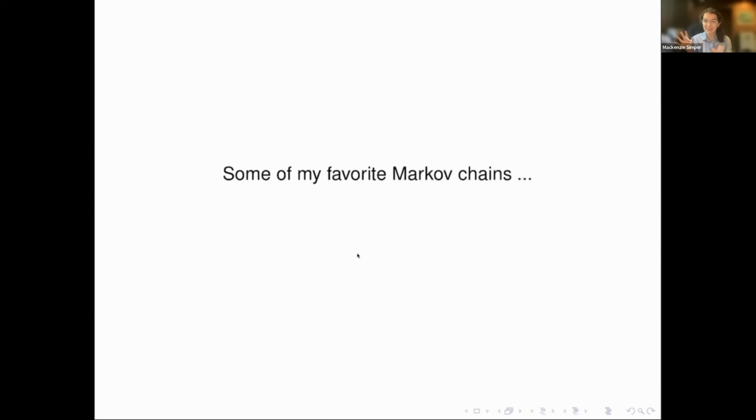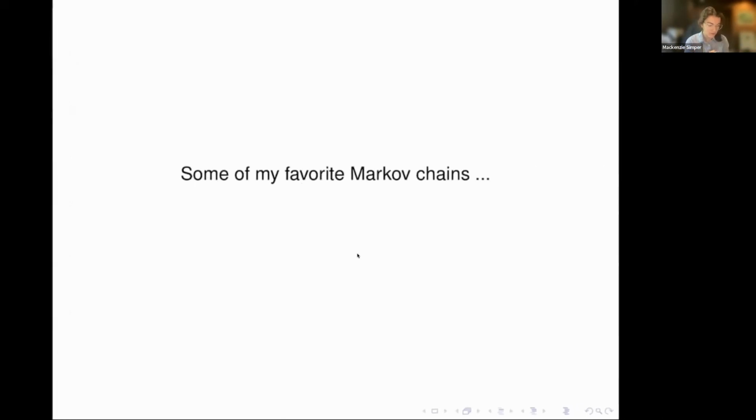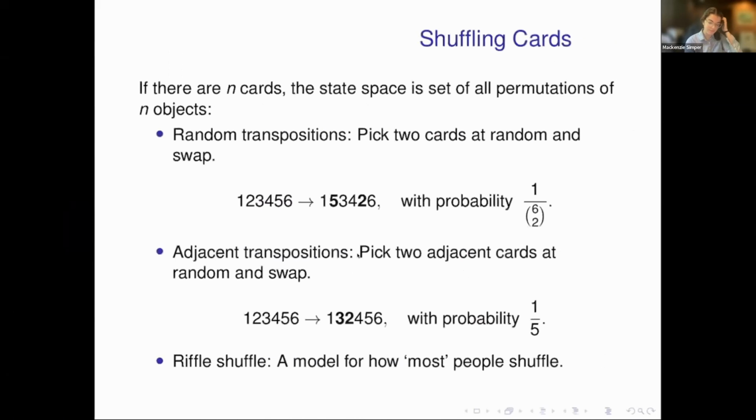Before I get to the data science and the Bayesian inference, I just want to briefly mention some of my favorite Markov chains. Of course, there are many, many out there with lots of applications. These are ones that I've spent some time thinking about. An easy one is shuffling a deck of cards. When you shuffle a deck, that's random. If you do it many times and just keep doing it over and over, that's a random process, and it's a Markov chain.